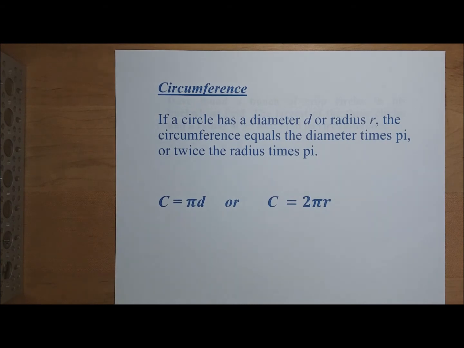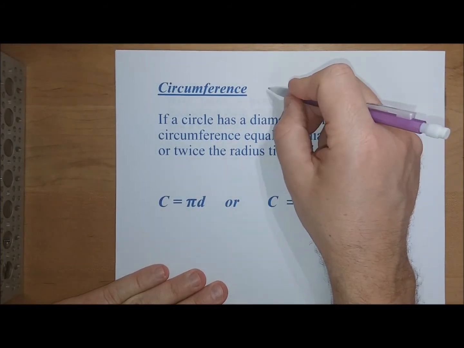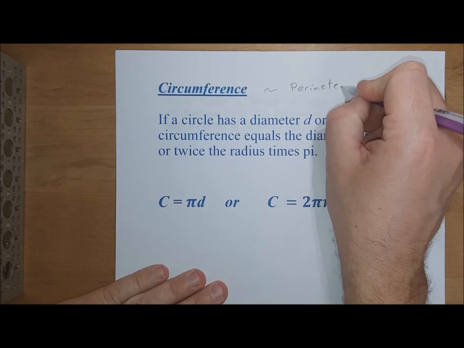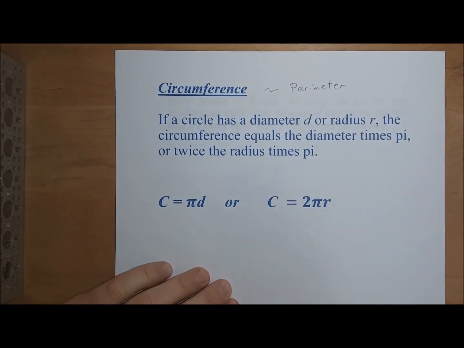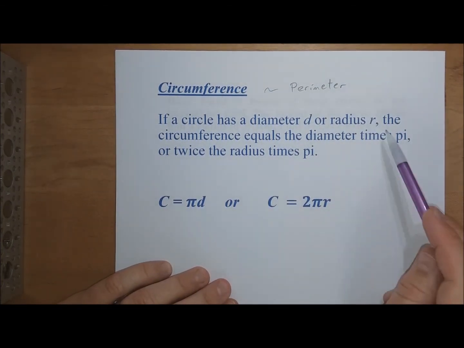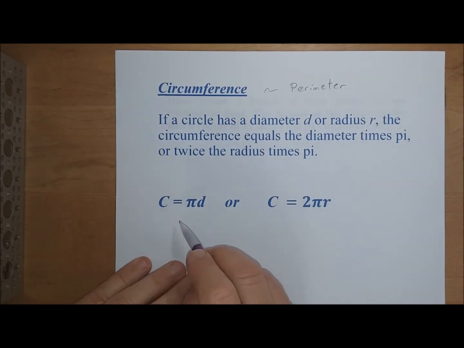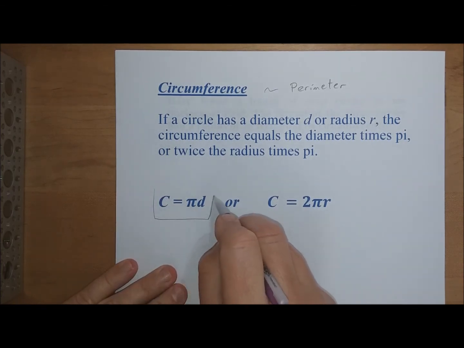All right, circumference. And as we mentioned earlier, circumference is the distance around a circle. So it's analogous to perimeter in a polygon, right? And if you've got a circle with a diameter D or a radius R, the circumference is going to be the diameter times pi, or 2 times the radius times pi. So these are two good things to remember.